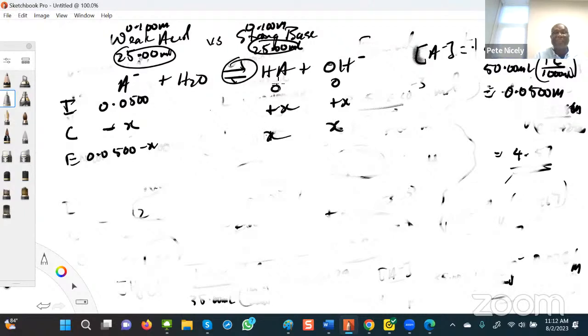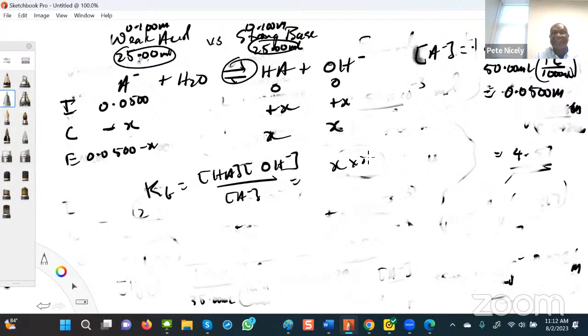So because it's a base, we can write down the Kb expression, which is the concentration of HA times the concentration of OH minus divided by the concentration of A minus. And then we put in the terms: x times x over 0.0500 minus x. So this is the same thing as x squared over 0.0500 minus x.